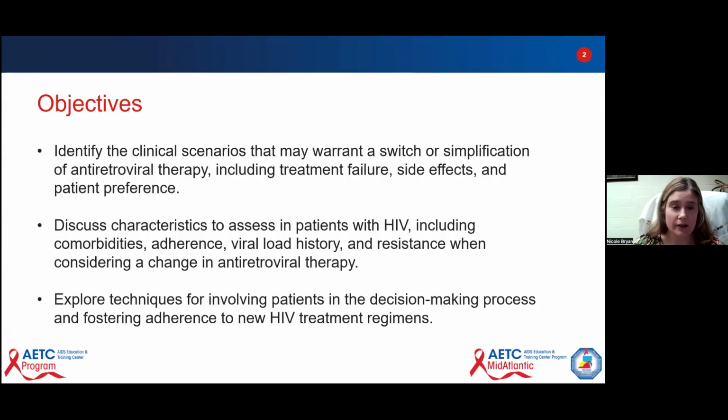So objectives: look at some clinical scenarios where we would consider doing a simplification or a change of a patient who's already on effective HIV therapy, looking at either treatment failure, side effects, or patient preferences. And then look at some of those characteristics and issues for patients with HIV, including other comorbidities, adherence, viral load, any resistance history, that we take into consideration when making those changes. And then look at some of the techniques for involving patients in that decision-making process to make sure we have them on whatever is going to be the best for them. So that's a bit of a roadmap.